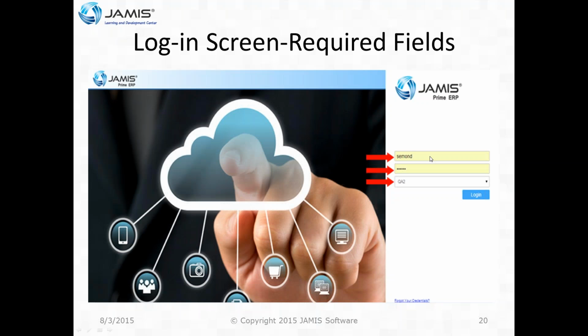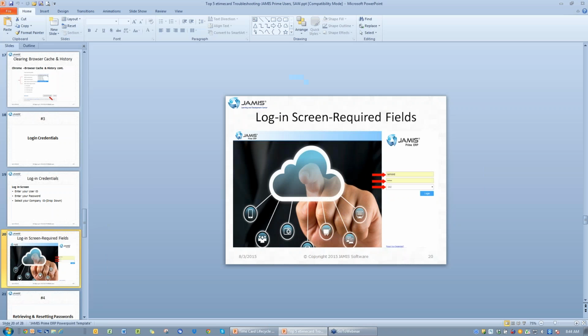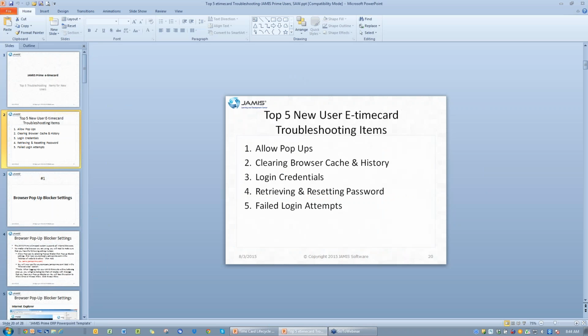Okay, you're going to put in, I think it's your first initial last name. You're going to put in your temporary password that you were given, and you want to make sure you choose the right company. Dawson has a number of companies. You have to look to your time card approver, your supervisor, as to which company you actually are going to access.